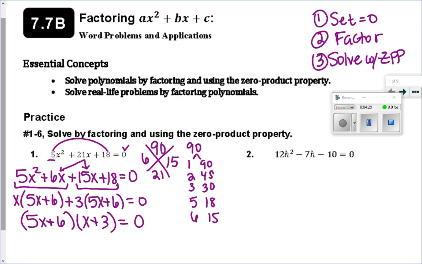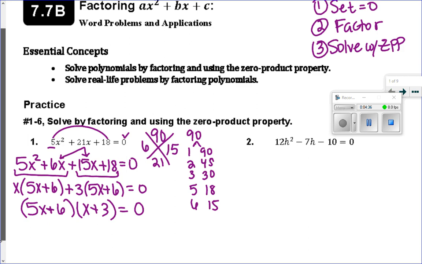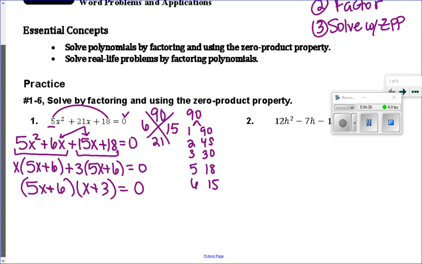And yesterday, this would have been the stopping point. But now we have an equation, right? It wasn't just the expression, the polynomial in front of us. We now have an equation involving this.